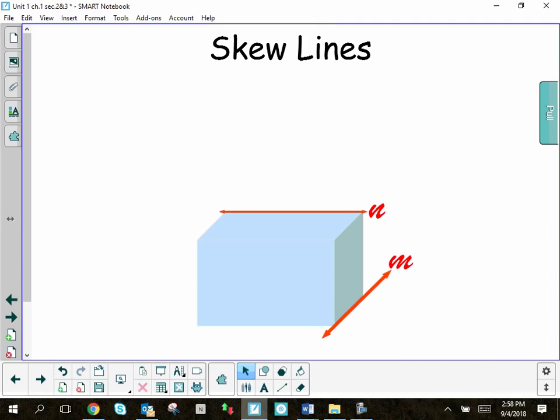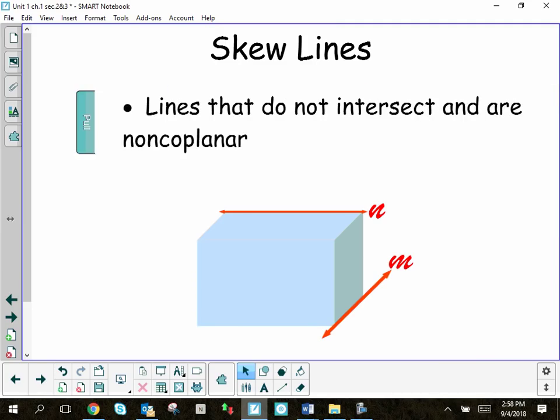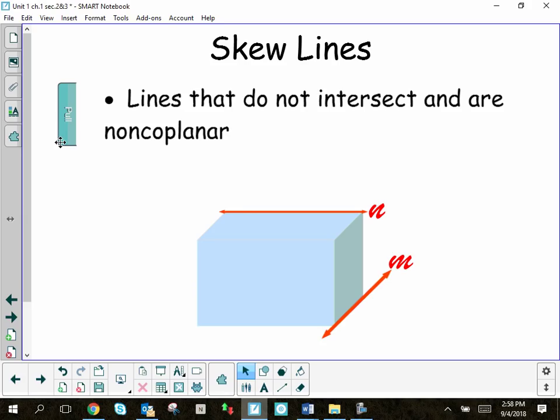Some more definitions, skew lines. Here's the definition: lines that do not intersect and are non-coplanar. Do not intersect and are non-coplanar. So you have these 2 red lines.